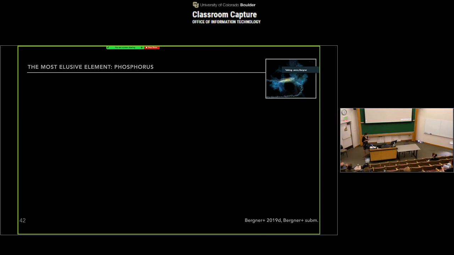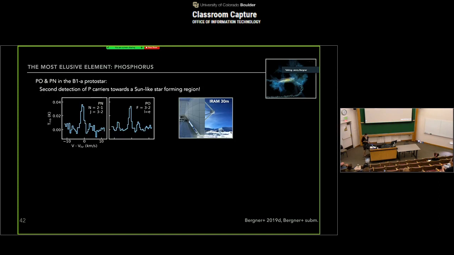To study phosphorus, we actually have to go back to the protostellar stage. It's never been seen in a disk. But in 2019, we detected PO and PN towards the B1A protostar as part of a different survey of molecular lines towards protostars. We ended up with really nice detections of PN and PO made with the IRAM 30-meter telescope. This was exciting in and of itself, because it was just the second time that these molecules had been detected in a sun-like star-forming region.